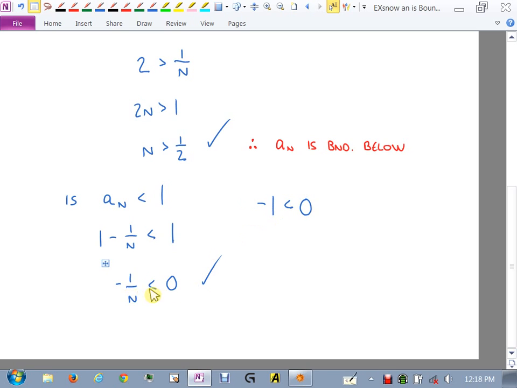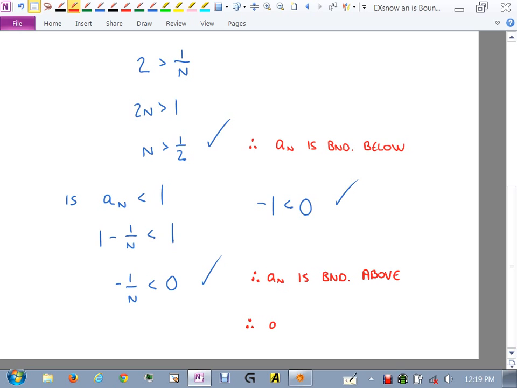If I multiply both sides by n here, what would I get? This is true. It's true always, as long as the n I multiply by was positive. Because if it was negative, it would have flipped the inequality and then it wouldn't have been true. But my n is always positive. Okay, so therefore what? Therefore a sub n is bounded above.